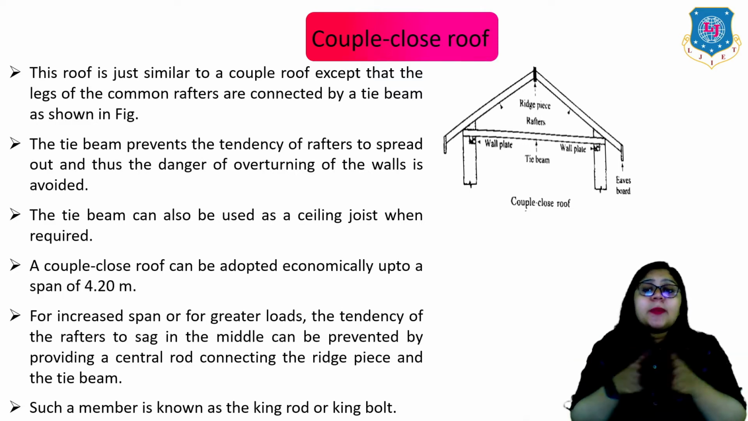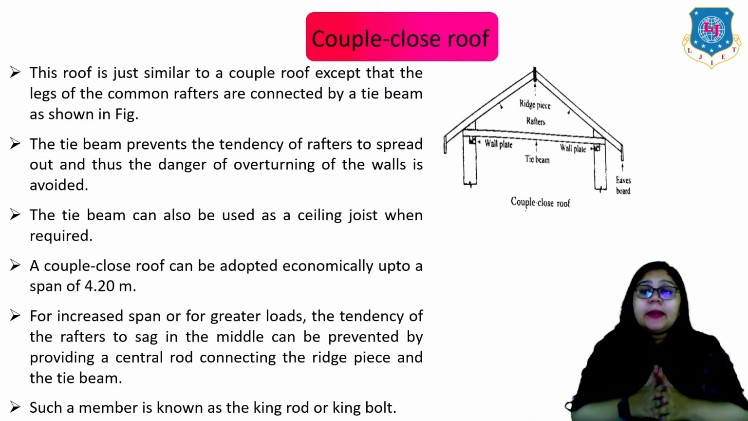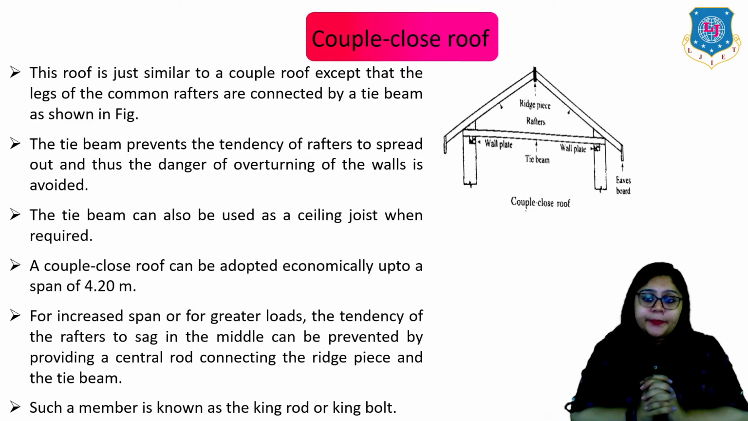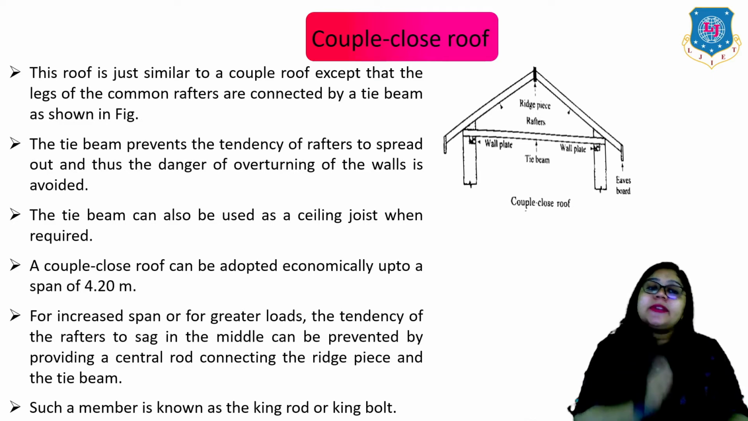For increased span or for greater loads, the tendency of the rafters to sag in the middle can be prevented by providing a central rod connecting the ridge piece and the tie beam, whenever the span is too long. Such a member is known as the king rod or the king bolt. Here you can see a clear image of couple close roof where the difference is only that one tie beam is added, right?